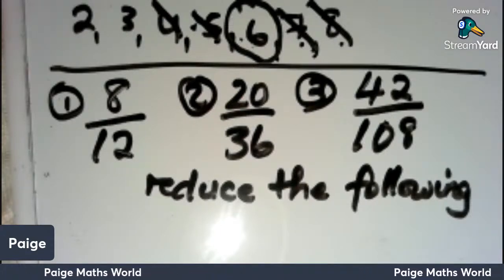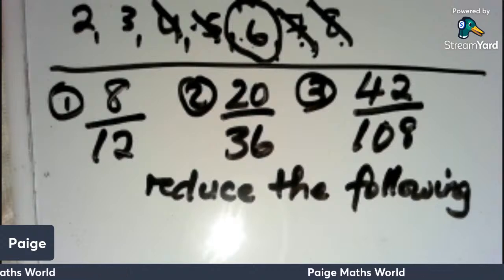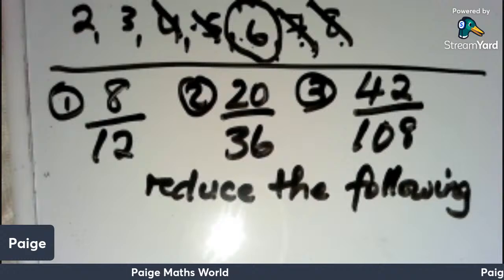All right. I see JD. I see Raymond. Again, guys, come on. We're reducing these fractions. Let us see what you guys get.